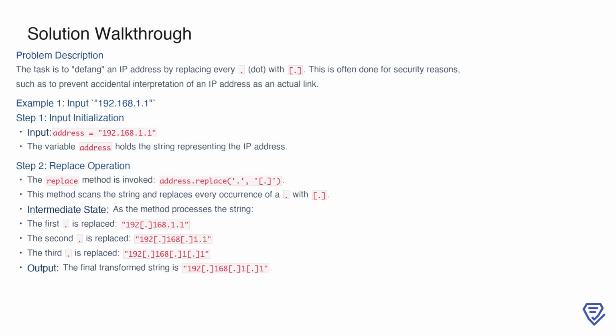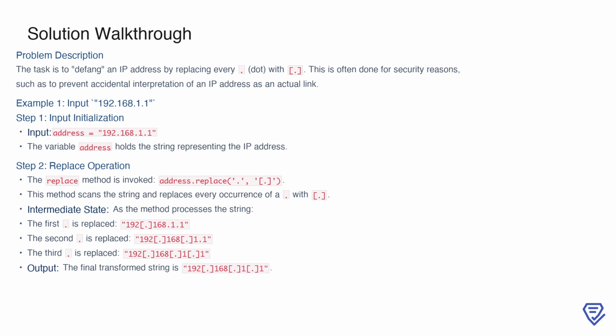In this problem, our goal is to defang an IP address by replacing every dot, or period, with the string [.]. This is often done for security purposes to prevent the IP address from being misinterpreted as an actual link. Let's start with the first example, where the input IP address is 192.168.1.1. The first step is to initialize the input, which is stored in a variable called address. Here, address is simply a string containing the IP address.